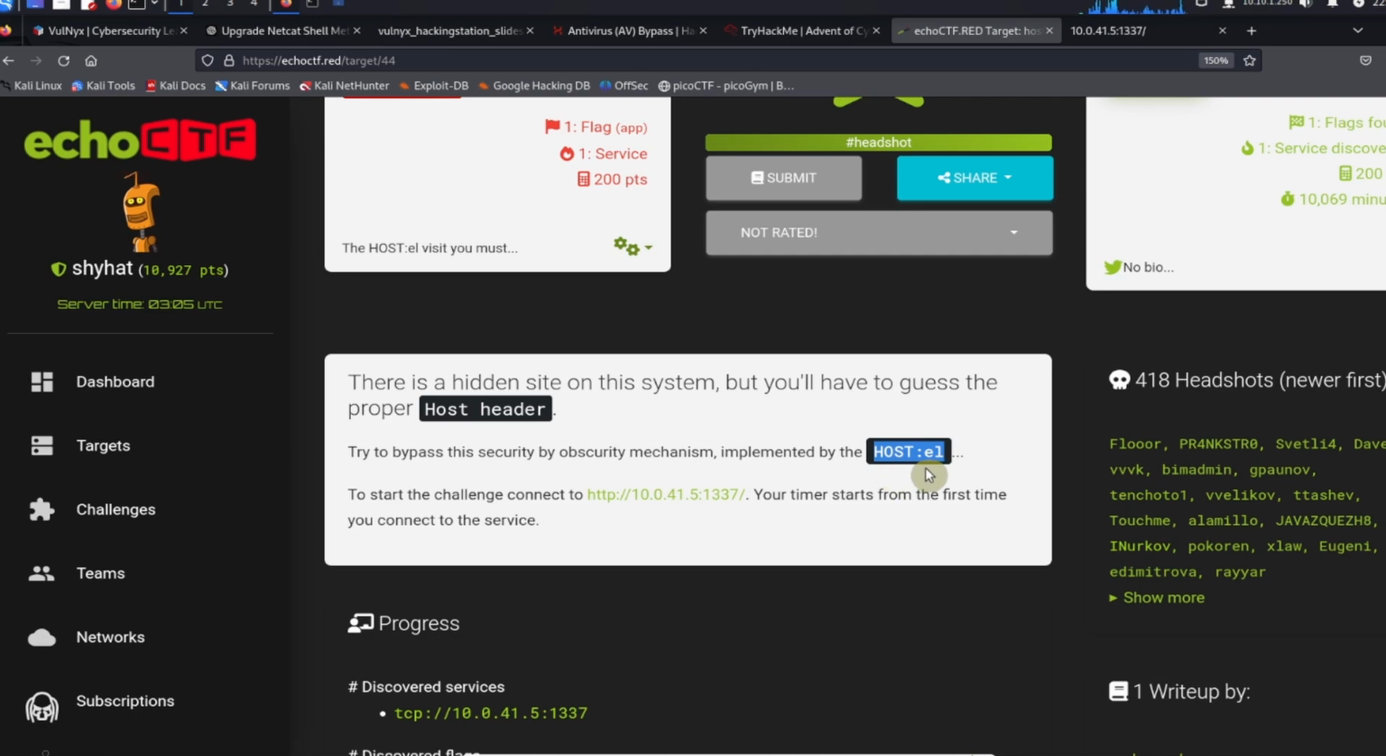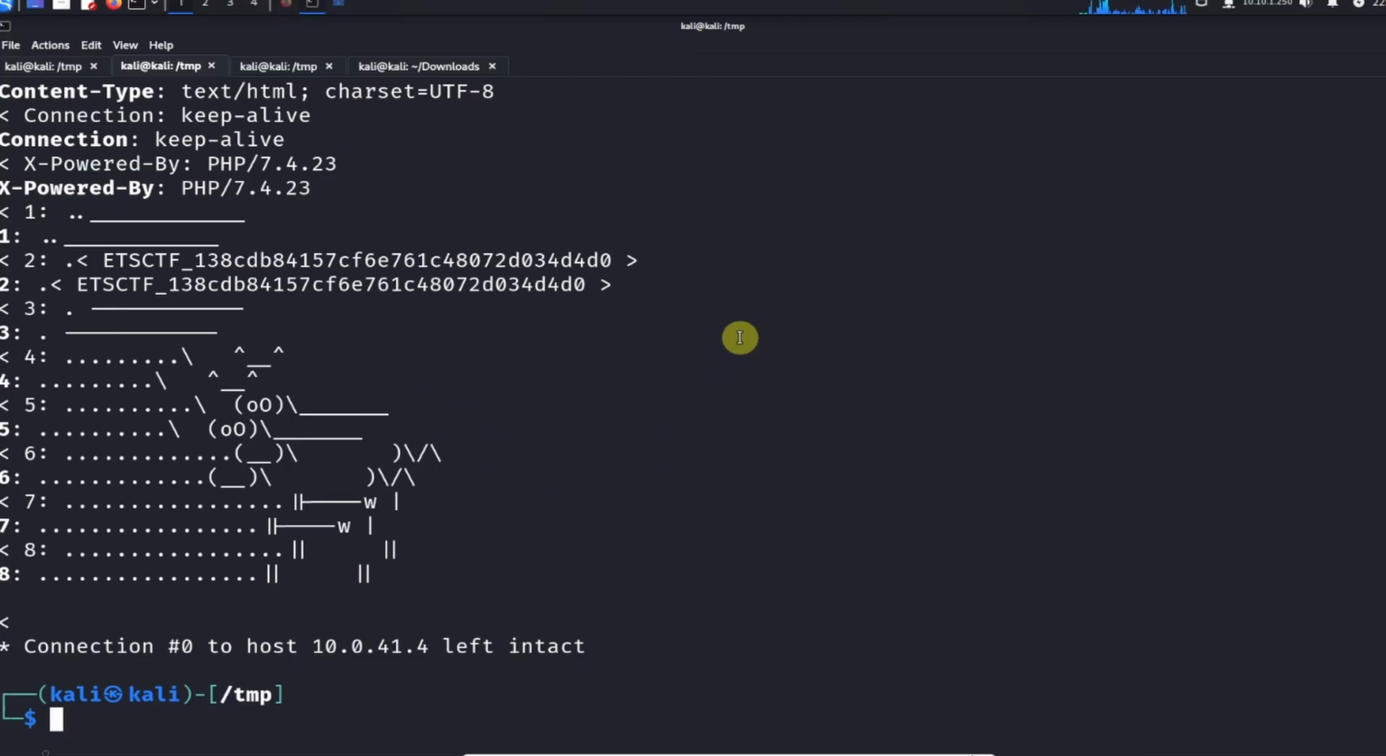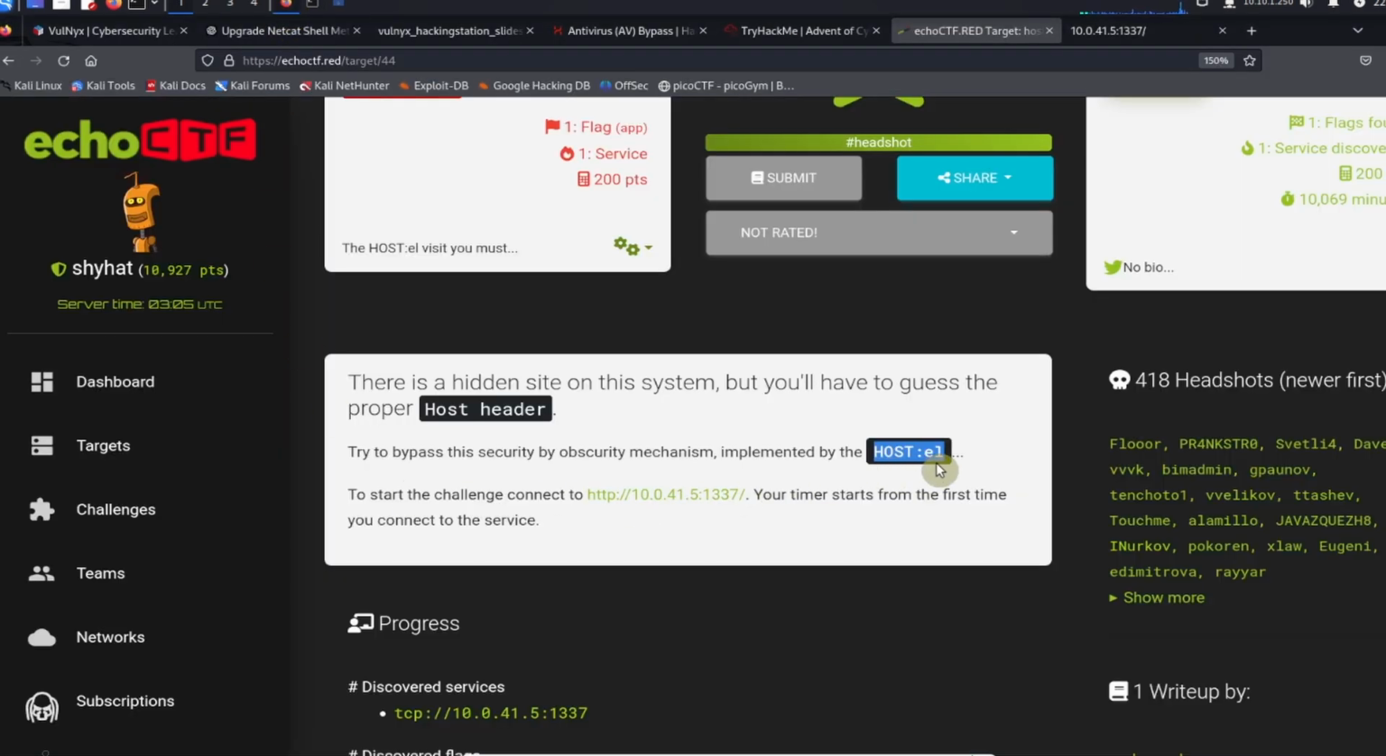It's going to be EL. So we're going to combine this information here. We're going to access this page right here, and we're going to supply a custom header. So the header we're going to supply is host EL, because that's what they're talking about. We have to supply this dash capital H to supply a custom header. We're going to supply host EL because that's what they say right here, host EL.